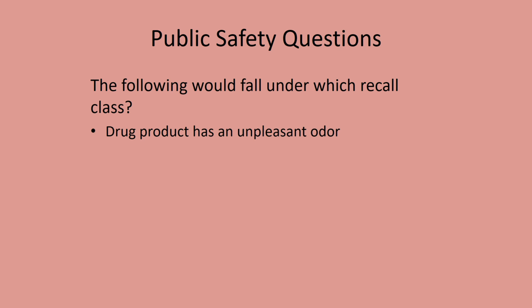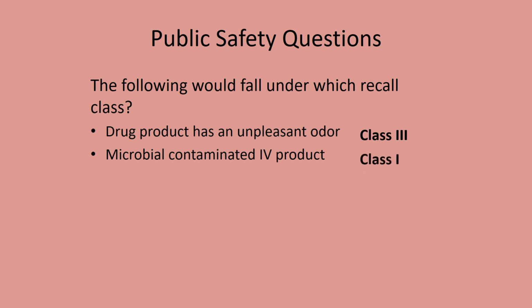The following examples would fall under which recall class? Drug product has an unpleasant odor. We just went over that. That would be a class three. Microbial contamination of an IV product. Very serious. That is a class one.